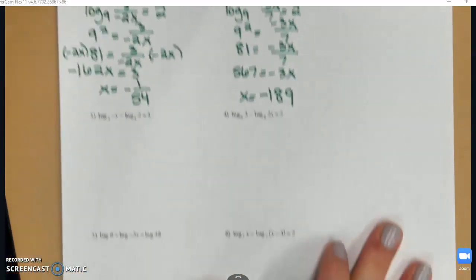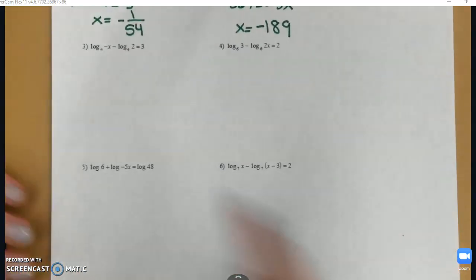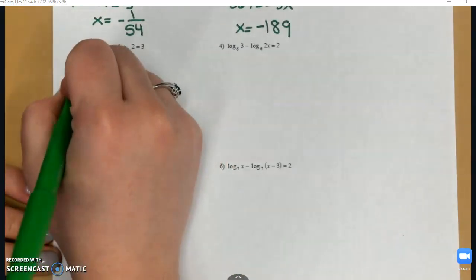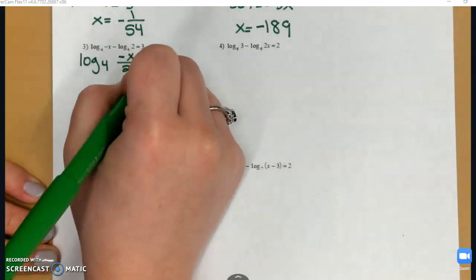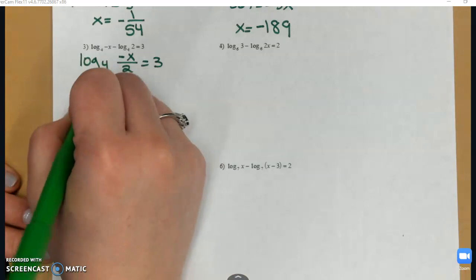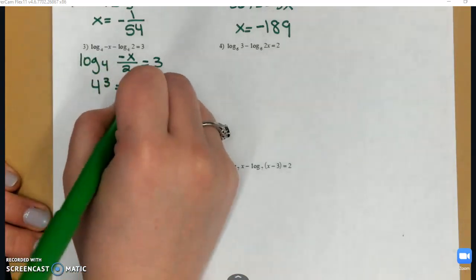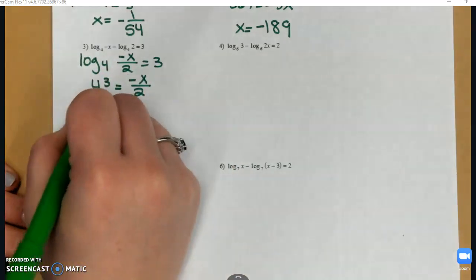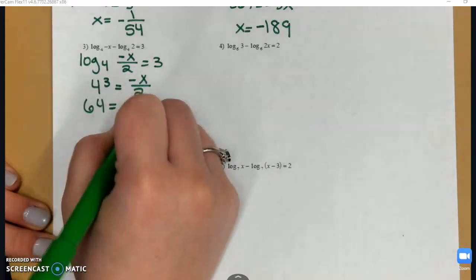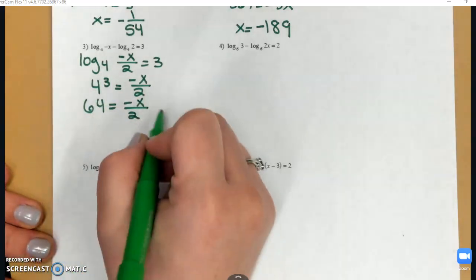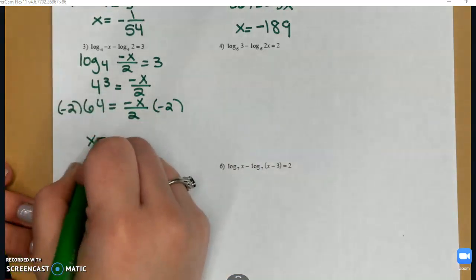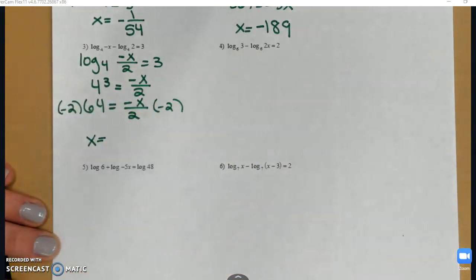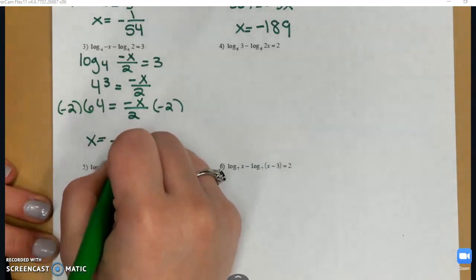Okay, on to our next row, number 3. Surprise, surprise, I have more subtraction, which tells me to use my division property. Writing that as an exponential. And 4 to the third is 64. And if I multiply both sides by negative 2, I'm going to find that x is equal to negative 128.